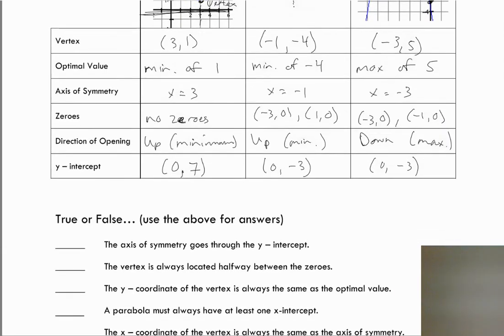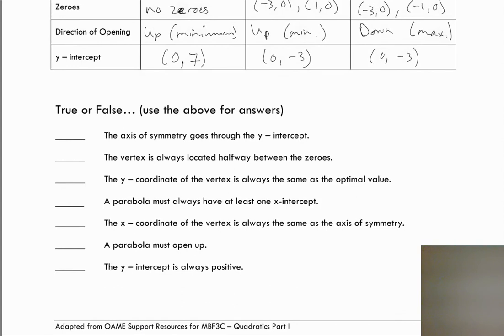And here are some other facts. Try to solve these. Pause the video, try to quickly read through these and see if you can give a true or a false. Then unpause the video and I'll tell you which are the truths and the falses. All right, let's take these up.